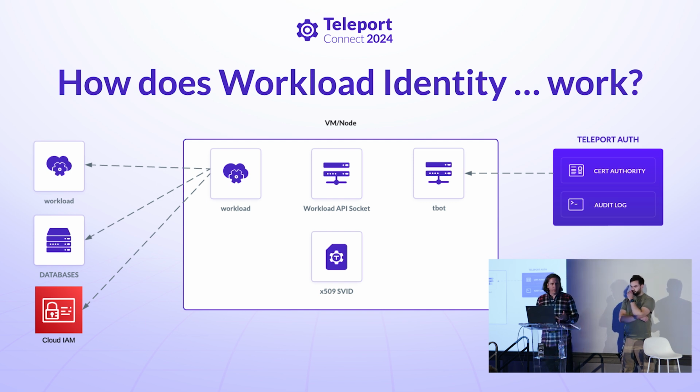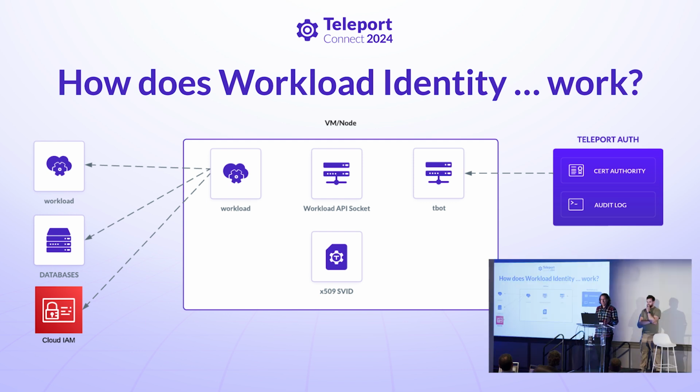It opens up the Workload API over a socket, and workloads running on that node are able to request SVIDs from tbot. The SVID document is provided, and then that workload can use it to engage in mTLS communication that is authenticated really strictly with other workloads, with databases, or with cloud IAM providers. I mentioned AWS IAM Roles Anywhere, but GCP and Azure, if they haven't already shipped, are coming with similar things soon.